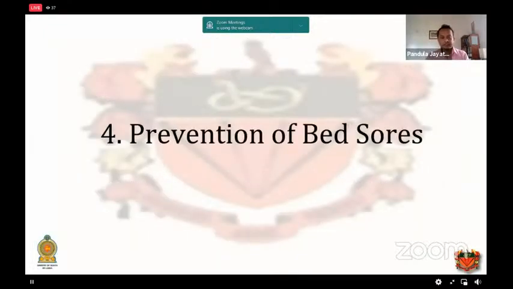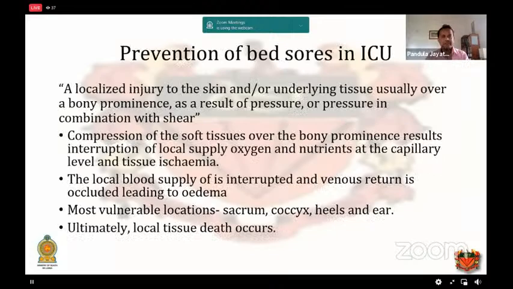The fourth aspect is prevention of bed sores. What is a bed sore? It is a localized injury to skin or underlying tissue, usually over a bony prominence, as a result of pressure or pressure in combination with shear forces.